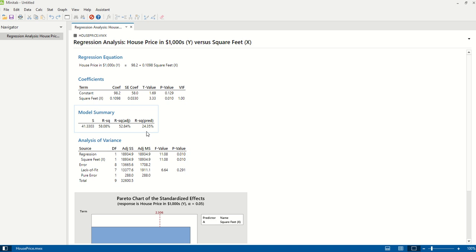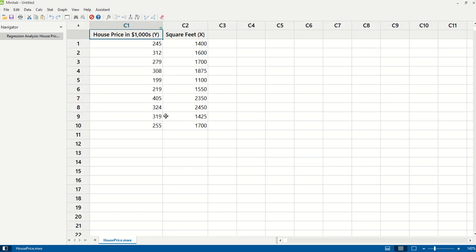Then from the output we can find the R-squared predicted is 24.35%. This is a relatively small value, which means this regression model does not work well in a general sense for predicting the house price of a given house size, even though its R-squared value is 58%, which is not so small. This partially is because our sample size is small, it's only 10.